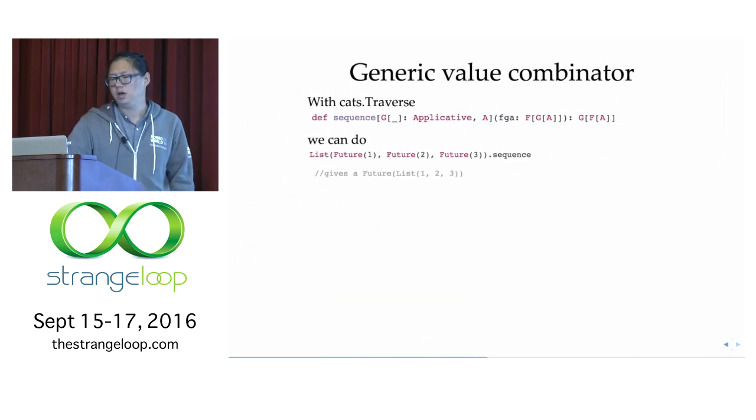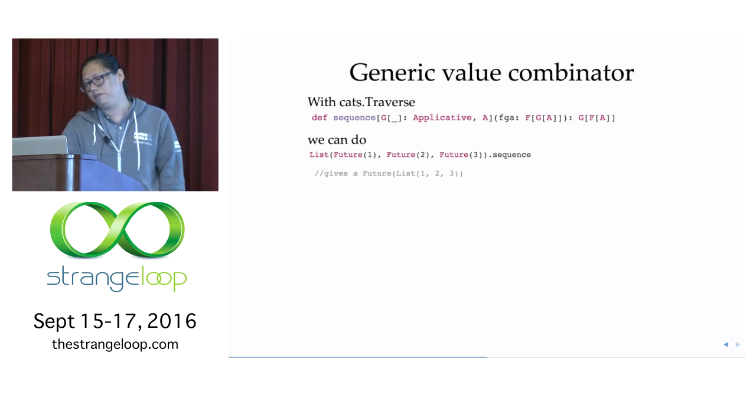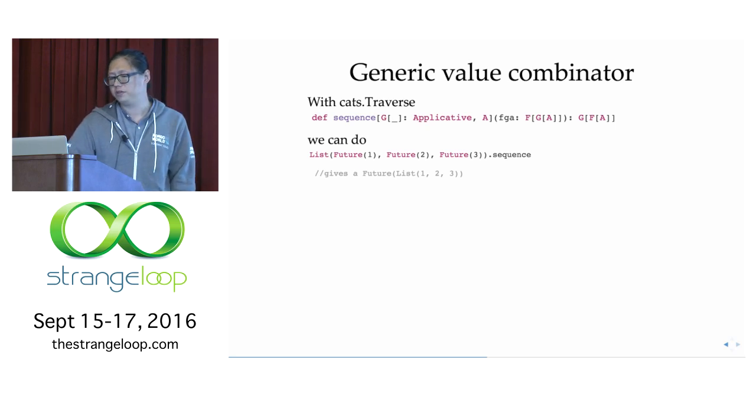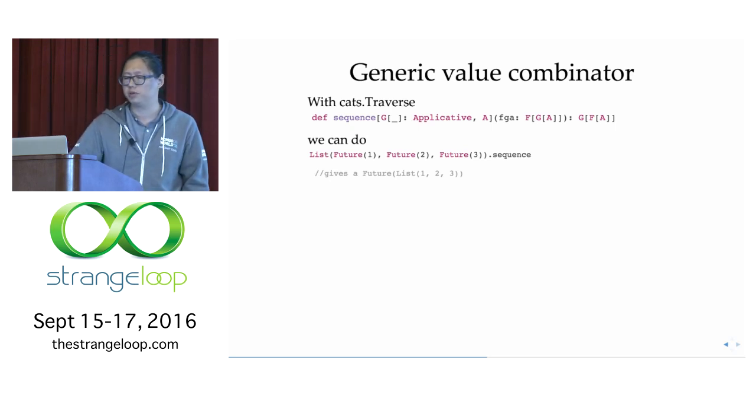So for example, in cats, we have this type class called traverse, and one of the functions traverse provides is called sequence. So if you have F of G of A, and if that G has an applicative instance, you can turn that into a G of F of A. Well, that's abstract. So a concrete example is that you have a list of features, right? A list of feature 1, 2, 3. You can sequence them into a feature of list 1, 2, 3, which is a lot easier to work with, right? That's cool. But what if it's not a list?